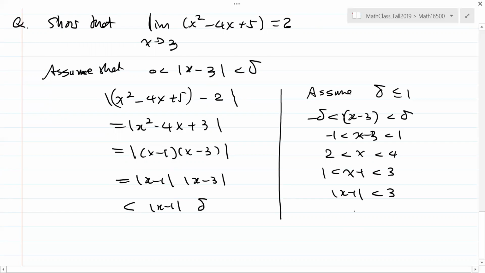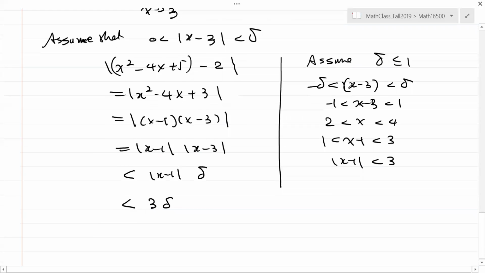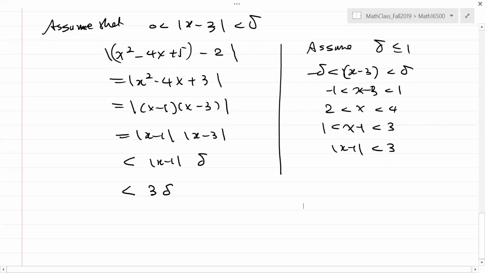Okay, under the assumption delta is less than or equal to 1, you know the value of absolute x minus 1 is less than 3. So here, you can simply do it like that. Great, that's what I want to see. No x involved. I want to make sure this is less than epsilon. So I can say less than epsilon if delta is less than or equal to epsilon over 3.